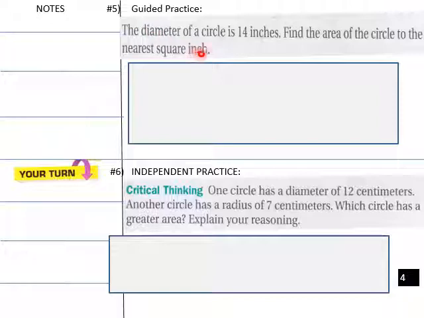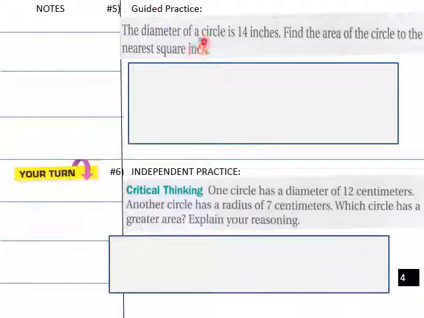So let's go into a guided practice here. The diameter of a circle is 14 inches. Find the area of the circle to the nearest square inch. So it's kind of like the previous example. And students, yours down here: one circle has a diameter of 12 centimeters. Another circle has a radius of 7 centimeters. Which circle has a greater area? And then explain your reasoning there.